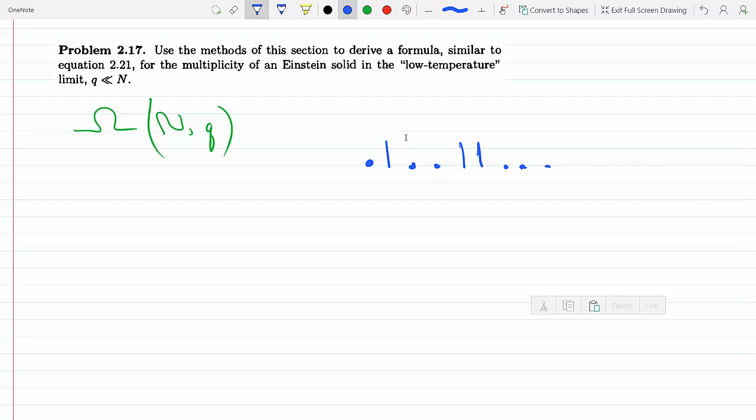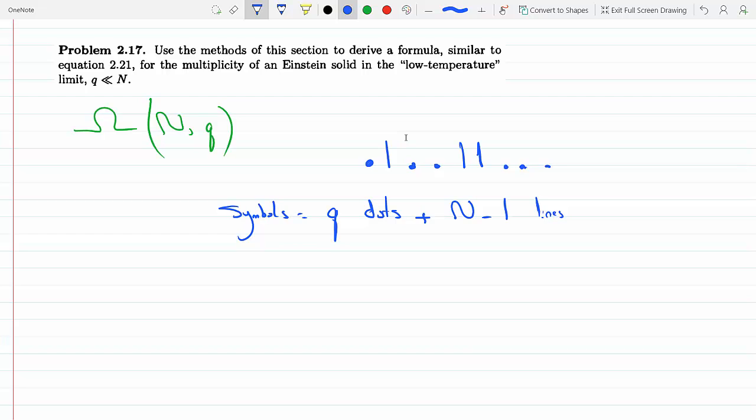Now the microstate can be represented uniquely in this way, right? And every possible sequence of dots and lines corresponds to a microstate. So think of how many different sequences you can get out of these dots and these vertical lines. How many dots? Technically we have Q dots and we have n minus 1 lines because we have n oscillators, n minus 1 vertical lines.